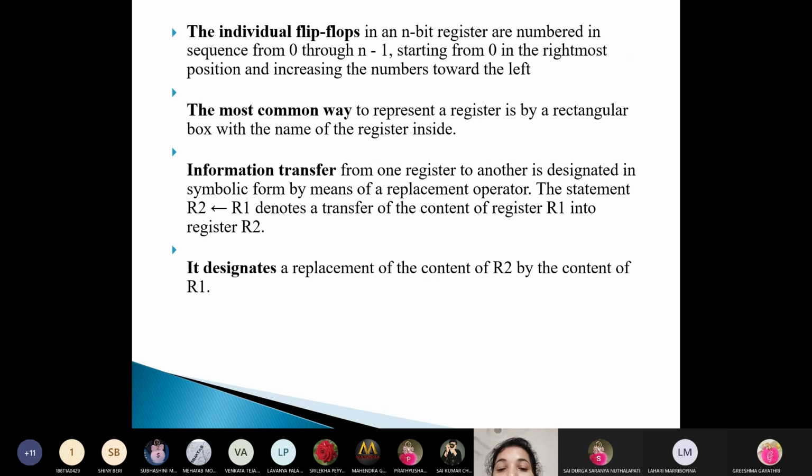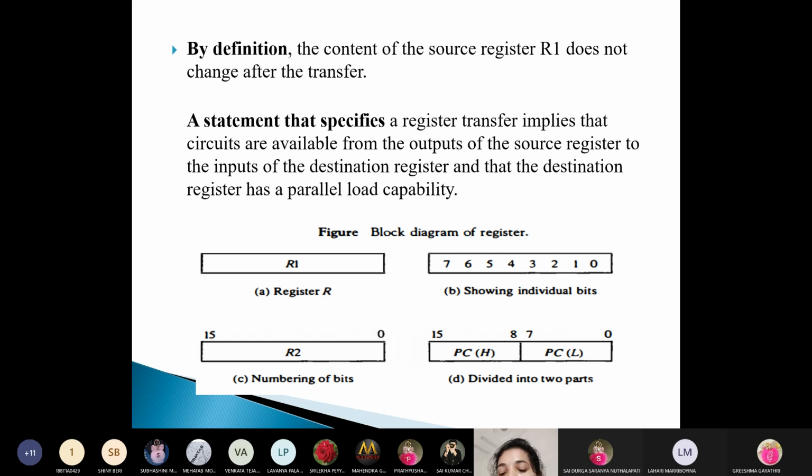I have a small diagram, the main diagram. In this diagram I have register R, and whatever registers we designate are denoted in capital letters. So R1 I have written here. This is register A. The first rectangular box is the register R. So this is one register, in which I am taking the individual bits.